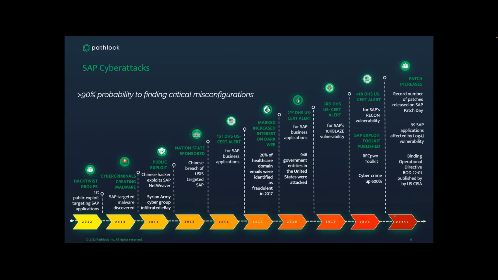You know, the first public exploit in 2012 has eventually led to, if you look at 2021, a record number of patches being released on SAP's patch day back in September. 99 SAP applications affected by Log4j vulnerability, and even the government getting involved and creating binding directives for how to properly secure your SAP environment.